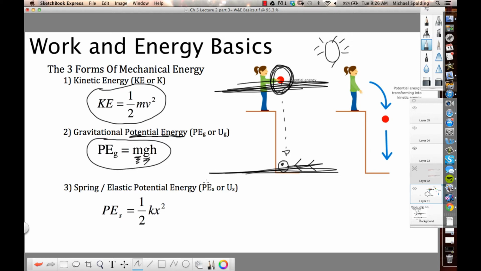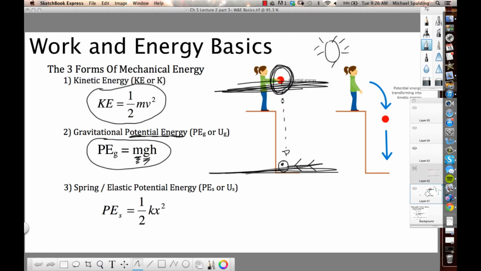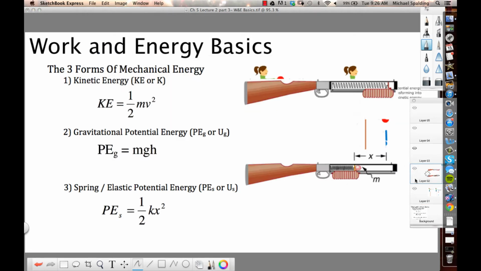Okay. Can energy be stored in a spring? Yes. So let's look at this. Here we have a toy gun. The way most toy guns work, it's spring operated. So you take a spring, and what happens to the spring? The spring gets compressed.